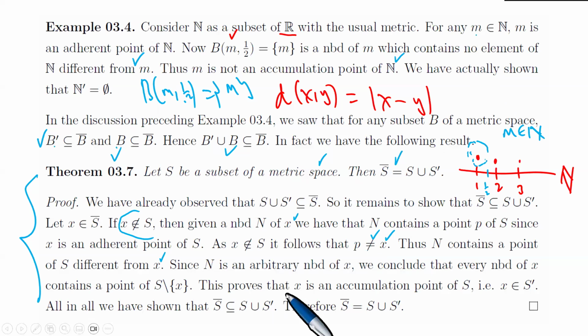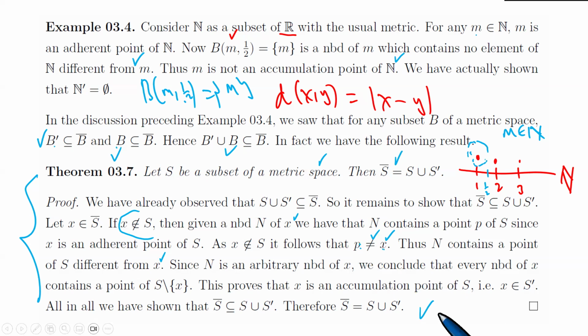So this proves that X is an accumulation point of S because of the difference between X and P. That is, X is an element of S prime. All in all, we have shown that the closure of S is a subset of S union S prime, the derived set. Therefore, we have shown both directions of the set inclusion. This is very important.